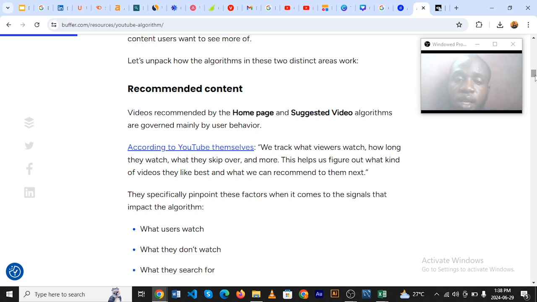Now, as a young YouTuber, three things I will tell you to put your mind and your research on: find out what users like to watch. Second, find out what users don't like to watch. Then the third one, find out what users are searching for. Now, let me give you a secret that works with the YouTube algorithm.